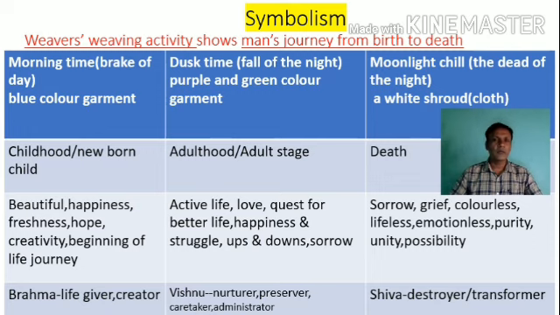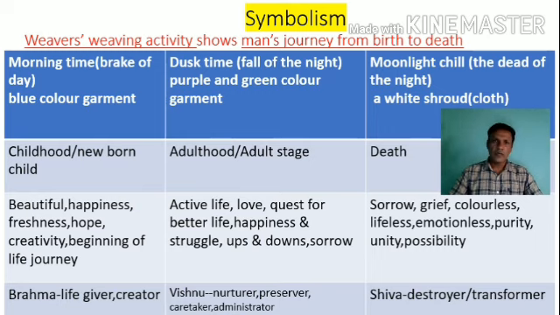We know that the purple and green color also symbolize the unhappy and happy moments or the sorrows and joys of human life. Here in this stanza, the dusk time or the purple and green colored cloth symbolize the second stage of human life, that is adult stage. And we know that adult stage is the symbol of active life. We become active in this stage of life. It means that we have ambitions, we have passions to do something, and we get the sense of responsibility also, and that's why we get active, and that's why adult stage is the symbol of active life.